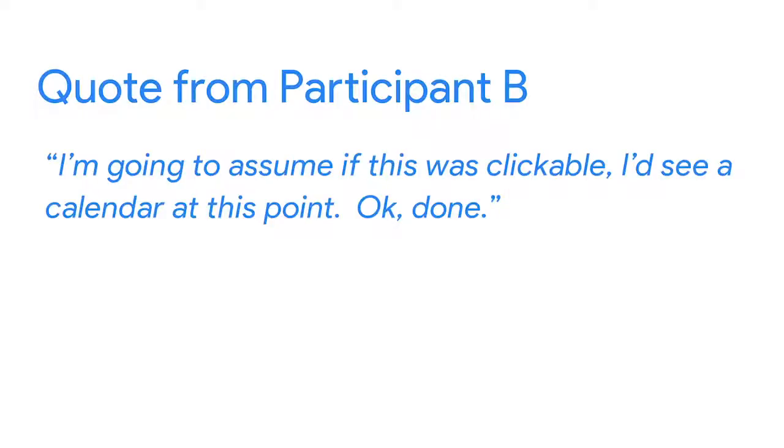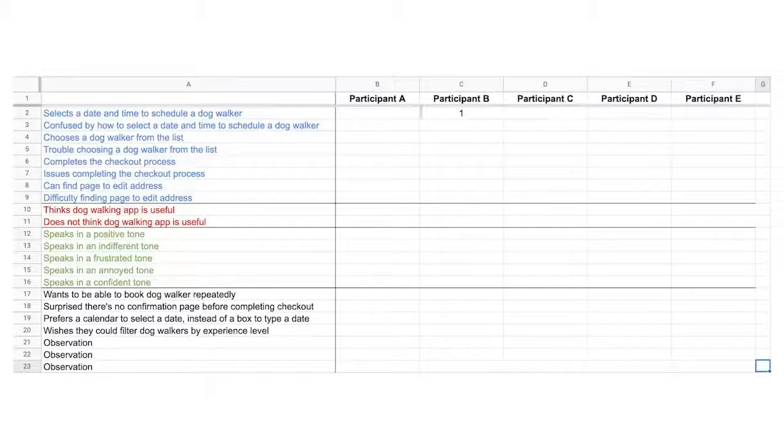Let's pause here. Participant B just completed the first task, which tells us whether or not they can select a date and time to schedule a dog walker. Participant B said, "I'm going to assume if this was clickable, I'd see a calendar at this point." Okay, done. Based on this, I'm going to put a 1 in cell C2 to show that participant B was able to select a date and time to schedule a dog walker.